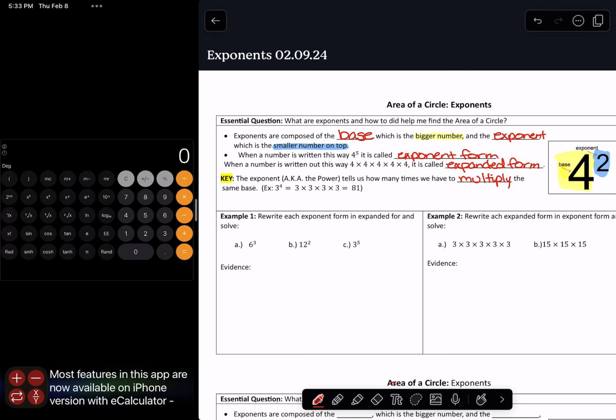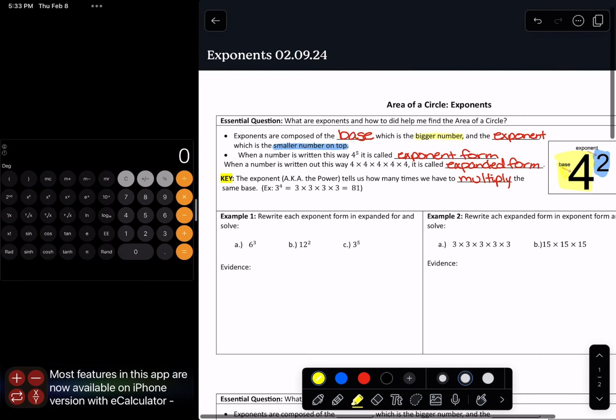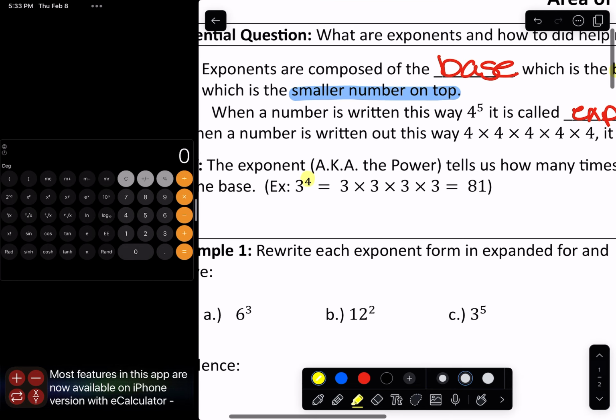So for example, we have 3 to the 4th power is equal to 3 times 3 times 3 times 3. And then we solve it, and it equals 81. So this 4 right here tells us how many times we're going to multiply 3 to itself. So it's 1, 2, 3, 4.